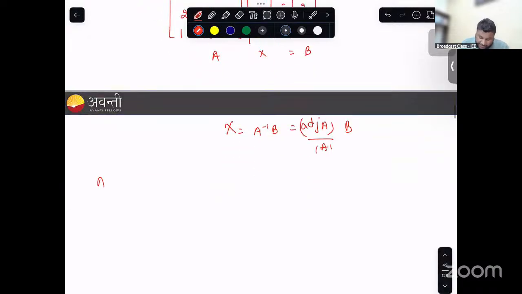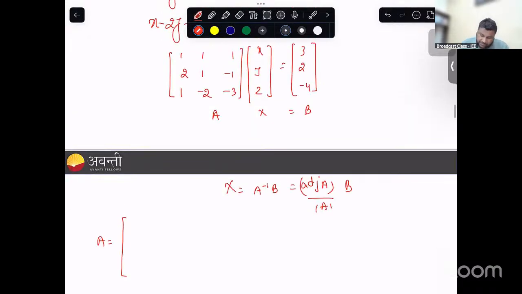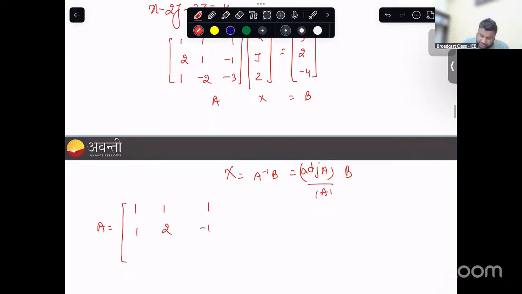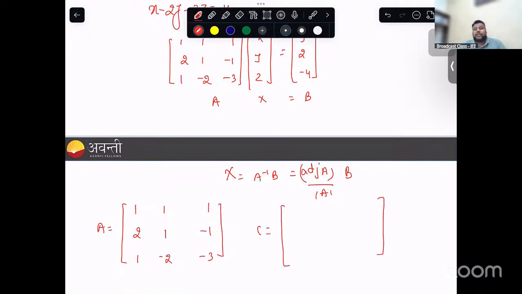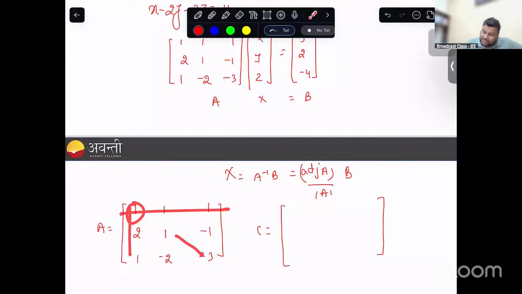See, the A given to you is 1, 1, 1. 1, 2, minus 1. Sorry, 2, 1, minus 1. 1, minus 2, minus 3. Now make the matrix C whose entries are the cofactors of the entries of this matrix. See carefully. Cofactor with respect to 1. -3, -2, -5.